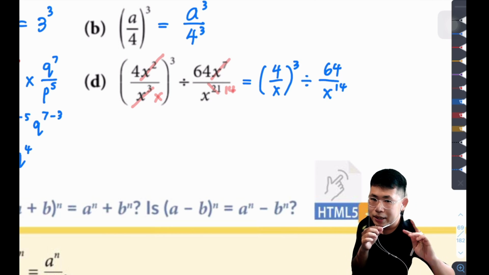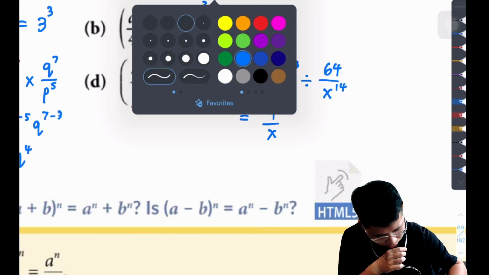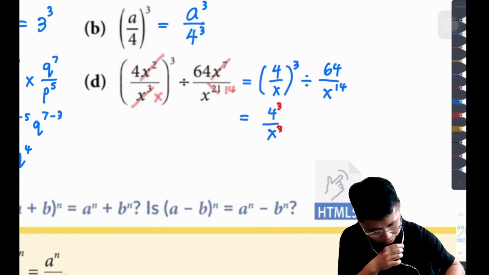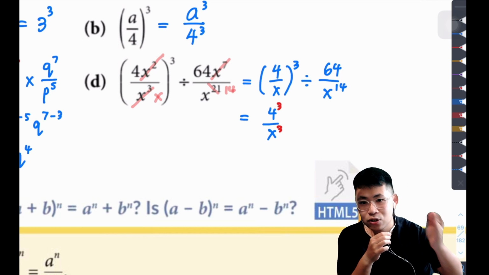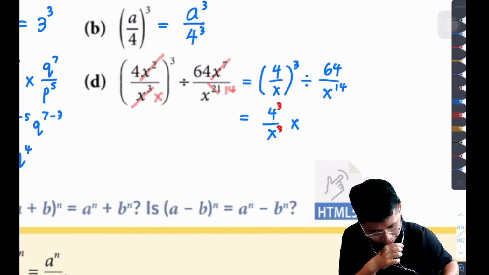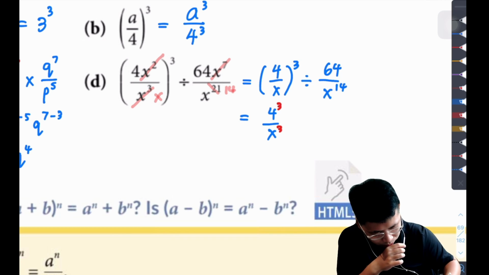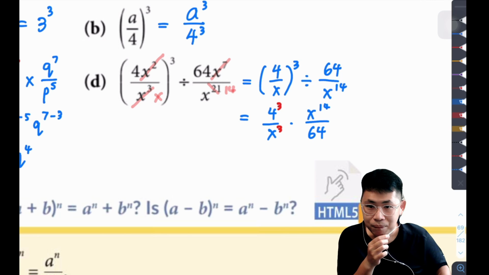Okay, now let me do the cube. Now let me distribute the cube in. So I have a 4 and an x, and to distribute the cube, I have 4 cubed, x cubed over there. Next I need to keep, change and flip, KCF. So keep the first one, change the sign, and then flip the fraction over there. So instead of times, I'm going to put a dot to differentiate easier. x to the power 14, and then I have 64 over there.